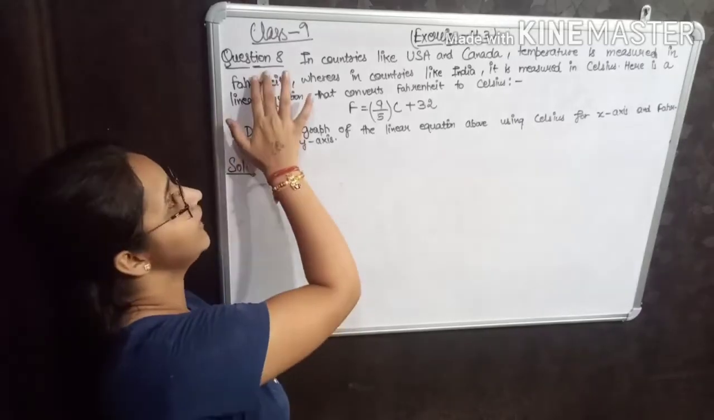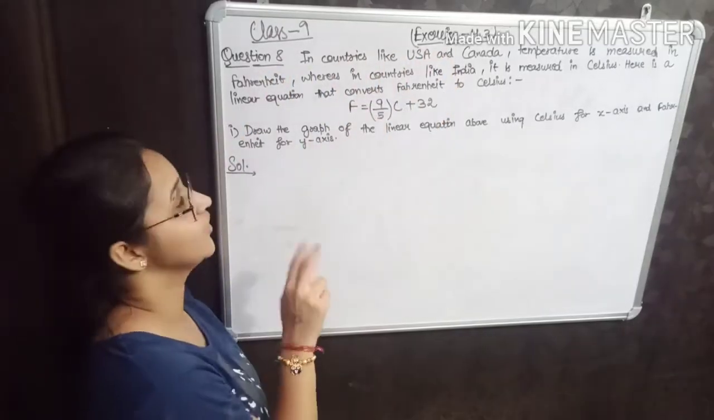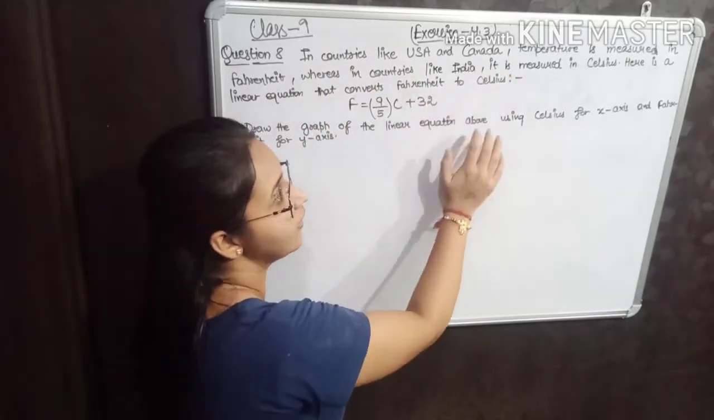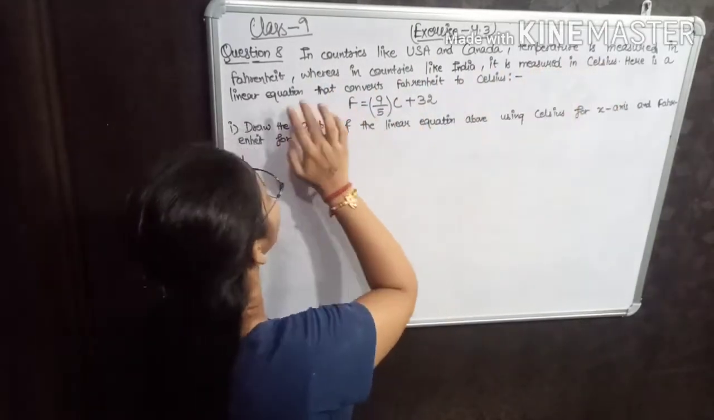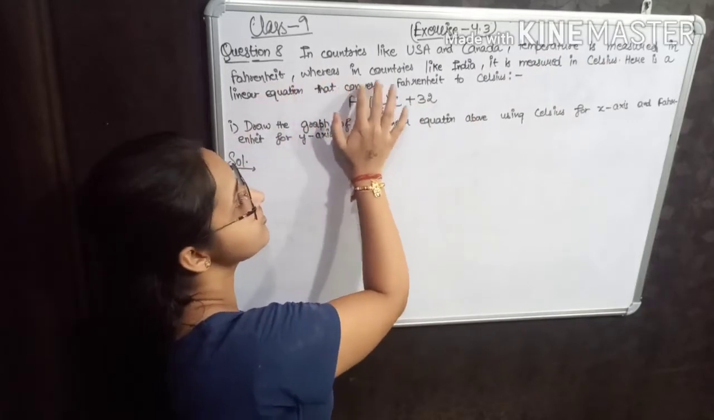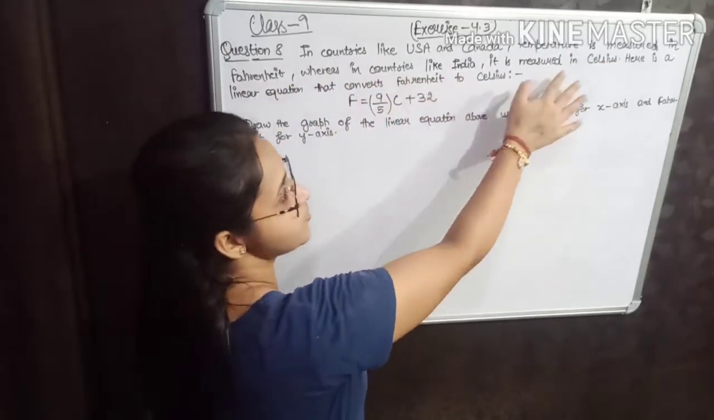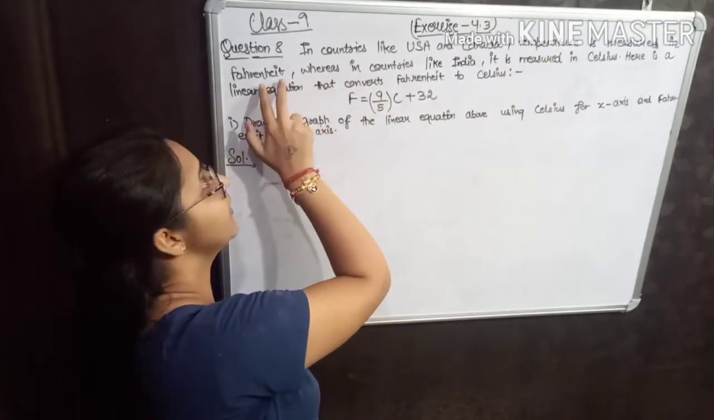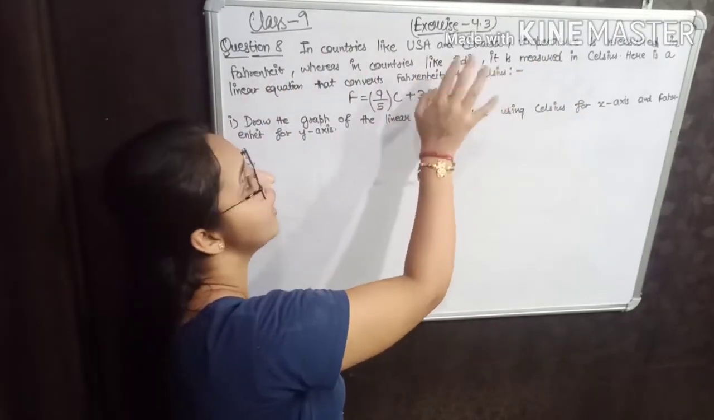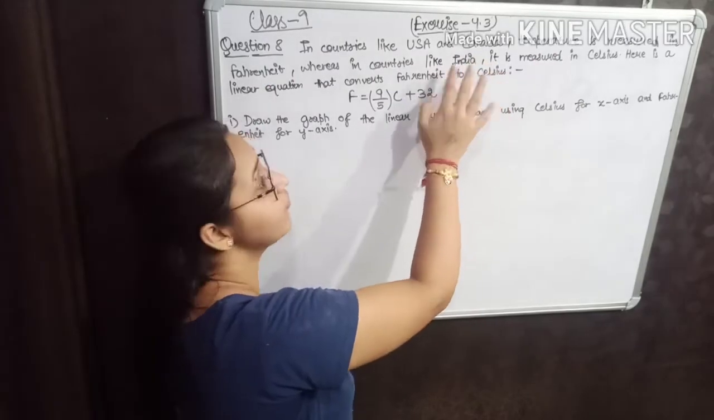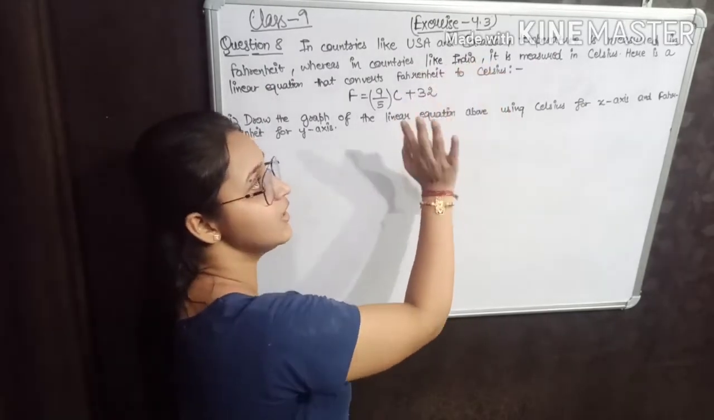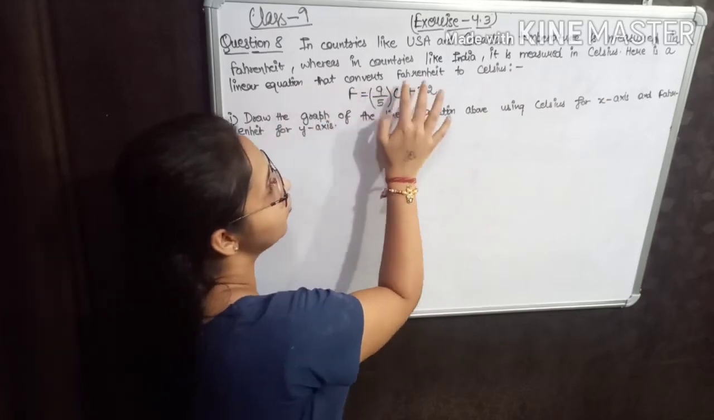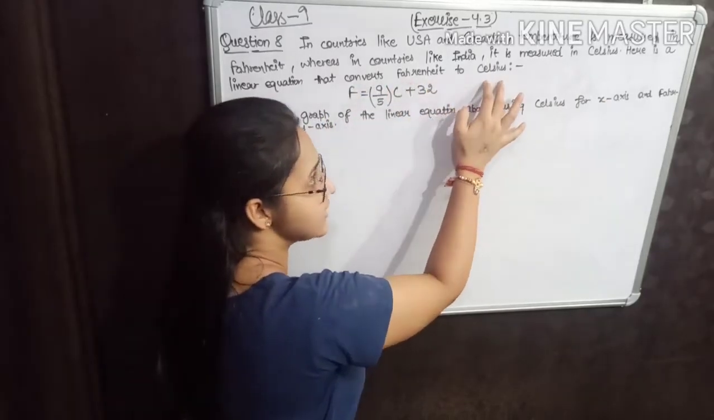Question 8 of exercise 4.3. Question 8 is, in countries like USA and Canada, temperature is measured in Fahrenheit, whereas in a country like India, it is measured in Celsius. The unit of temperature is Fahrenheit in US and Canada, and the unit of temperature is Celsius in India. Okay, here is a linear equation that converts Fahrenheit to Celsius.